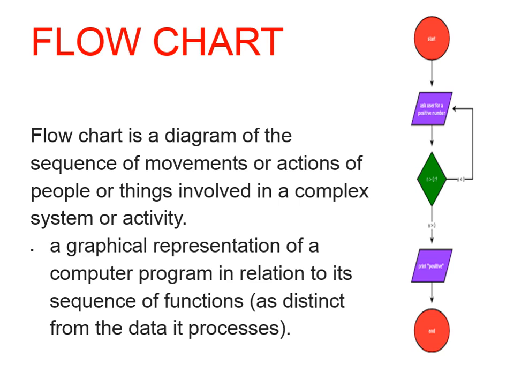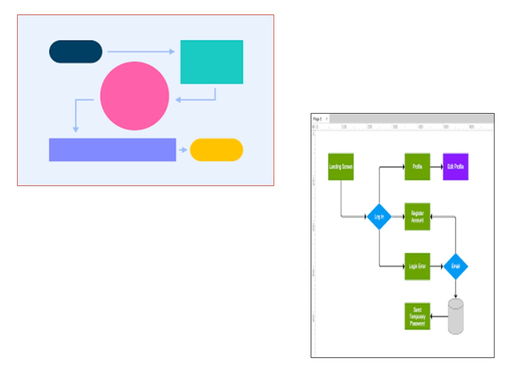Next, we are going to learn about the flow chart. A flow chart is a diagram of the sequence of movements or actions of people or things involved in a complex system or activity. It is a graphical representation of a computer program in relation to its sequence of functions as distinct from the data it processes. Some of the examples for the flow chart.